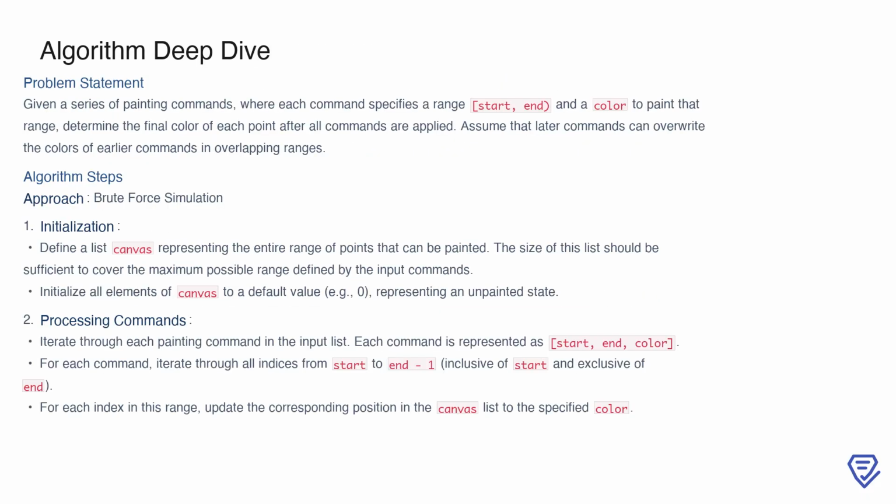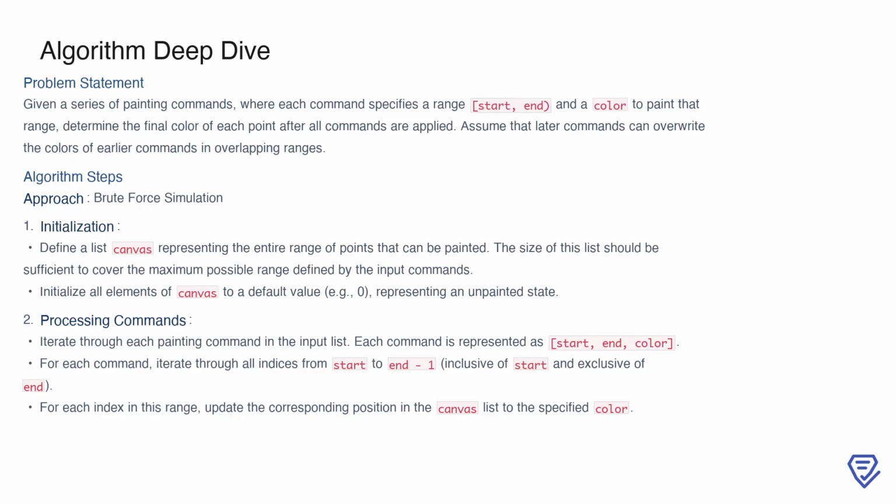In this problem, we are tasked with determining the final color of each point on a canvas after applying a series of painting commands. Each command specifies a range, defined by a start and end point, along with the color to be applied to that range. Importantly, if commands overlap, the later commands overwrite the colors of the earlier ones.